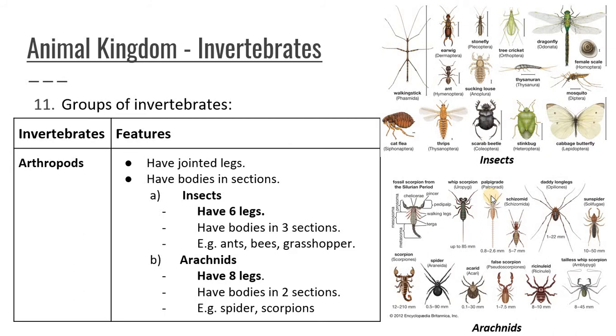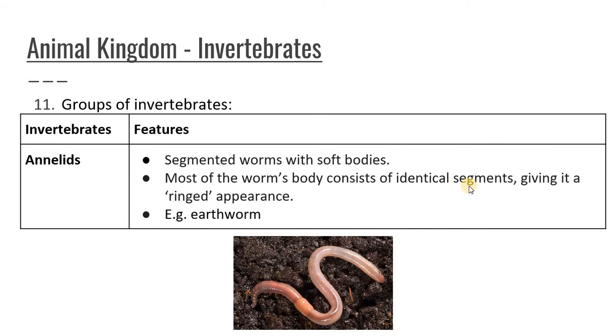And the last group of invertebrates that we'll be looking at will be the annelids. So you cannot find annelids anywhere in your textbook. So this is something extra for you. Annelids refers to segmented worms with soft bodies. Right, these are their features, and most of the worm's body consists of identical segments, giving it a ring appearance. An example of annelids will be the earthworm, right?